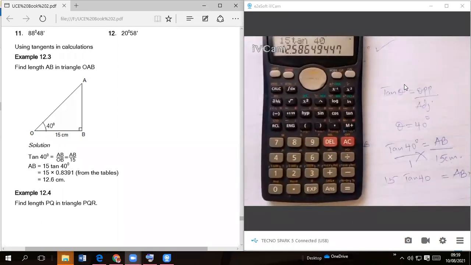So it means that AB equals 12 point something. You round up to one decimal place. At this point here, you can see this is 12.5. But one decimal place after 5, this is 8, which is greater than 4. So we add a 1 and we get 12.6.